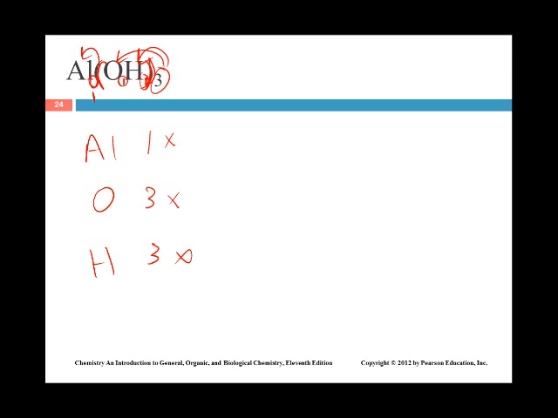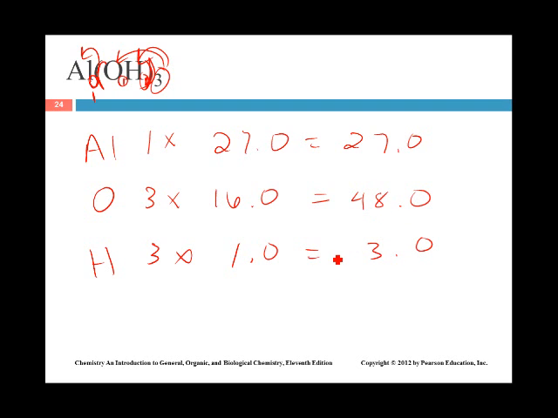Now we go back to our periodic table and we look for aluminum. Aluminum is right here with a molar mass of 26.98, which rounds up to 27.0. Oxygen is right here again, 15.994, and that rounds up to 16. And finally, hydrogen, which is right here. It's also over here on the left-hand side, and that rounds up to 1.0. So 1 times 27 is 27. 3 times 16 is 48. And 3 times 1 is 3. We're going to add all that together, and that comes out to be 78.0 grams per mole of aluminum hydroxide.